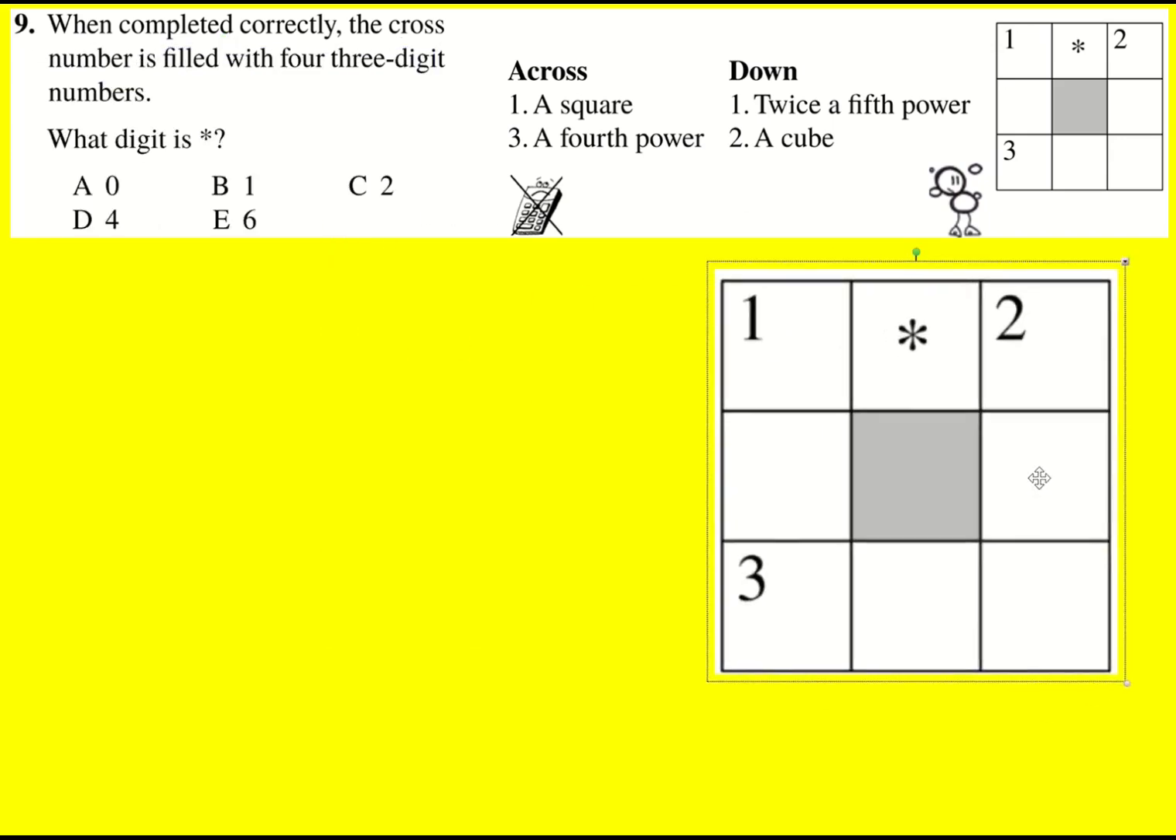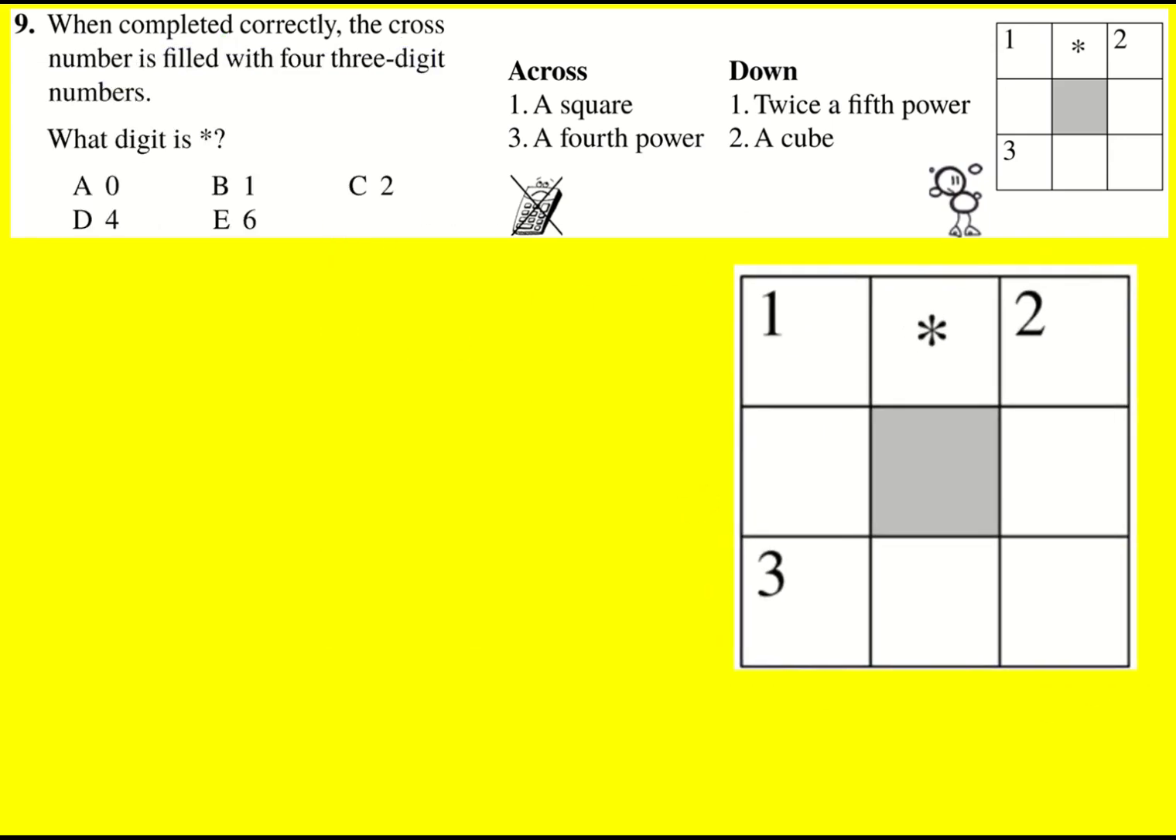We have a cross number here where some of the clues are not very useful to begin with, such as a 3-digit square or even a cube. So I'm going to focus on twice a fifth power. 1 to the power 5 is 1, so that's no good. Let's jump to 2 to the power 5.